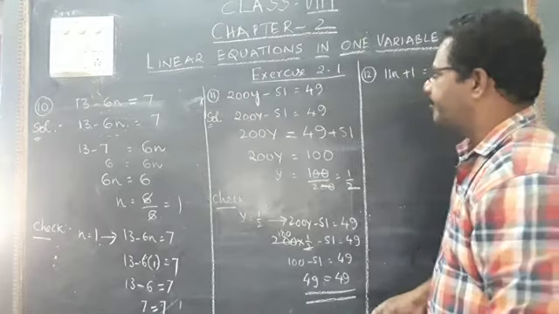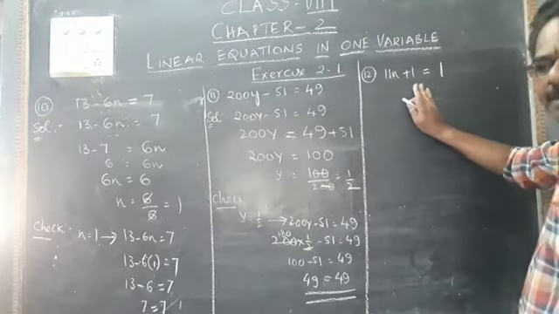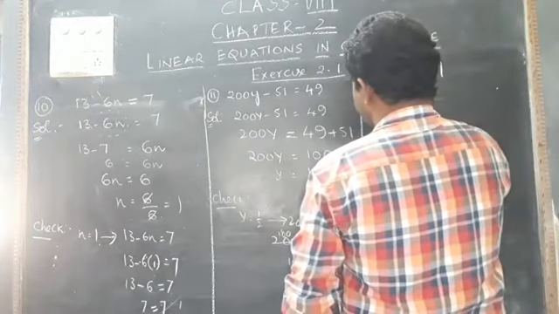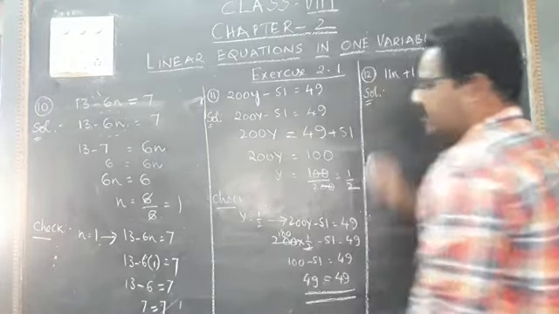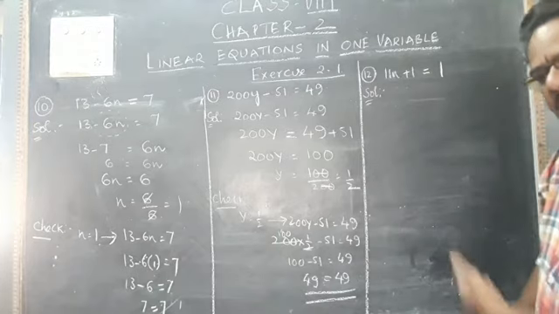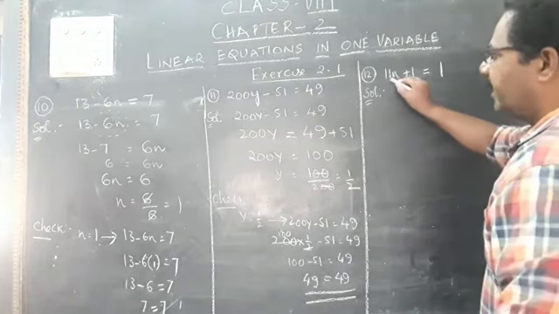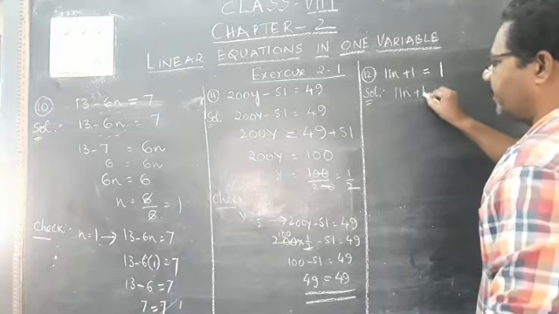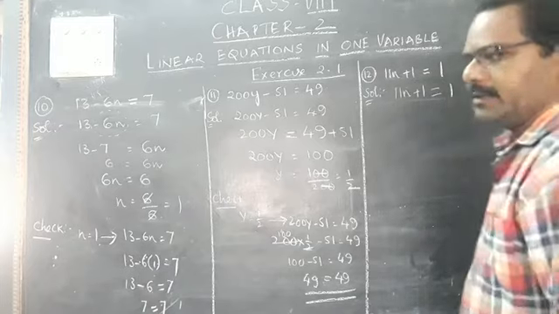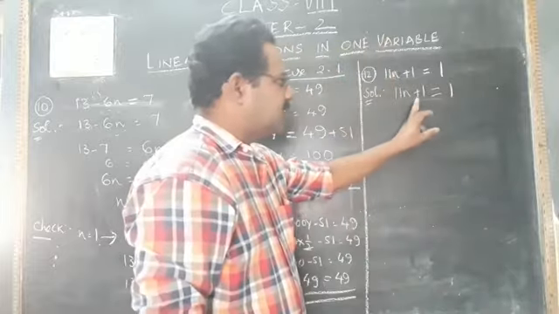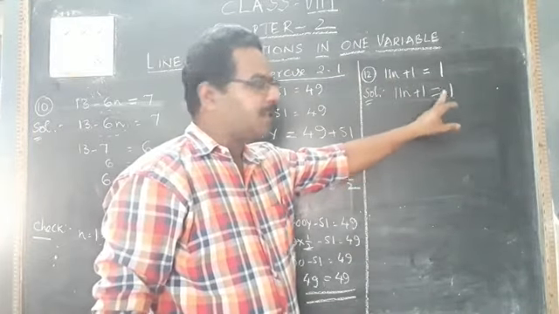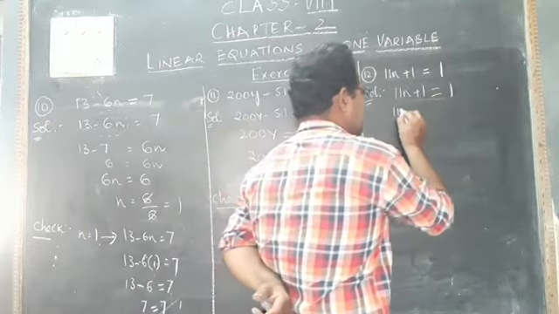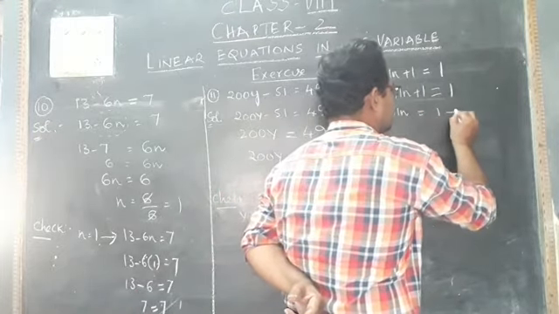Next, coming to the next sum. 11n plus 1 is equal to 1. This is also a simple solution. You can do this directly and easily, but I am going to explain. Okay. 11n plus 1 is equal to 1. So here plus 1 is there. If you take this plus 1 to that side, it will become minus 1. Means 11n is equal to 1.